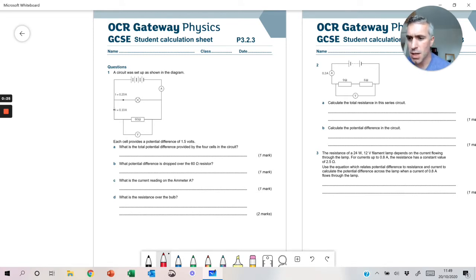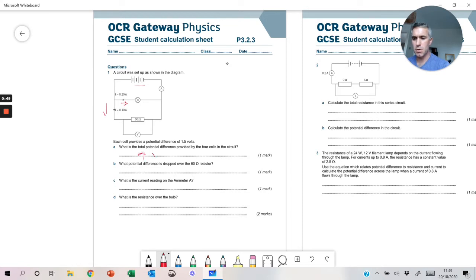So we start off. This circuit was set up as shown in the diagram. Here we have 4 cells, an ammeter, a current going this way, 0.2 amps, and a current going this way, 0.1 amps. So there are all the arrows on there. Each cell provides 1.5 volts. What is the total potential difference provided by the 4 cells?